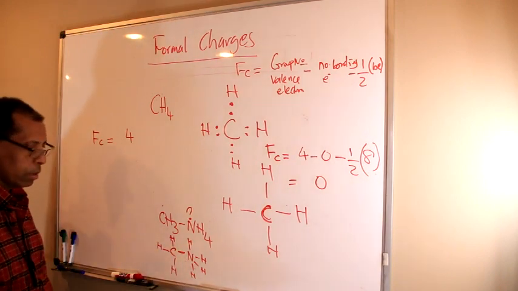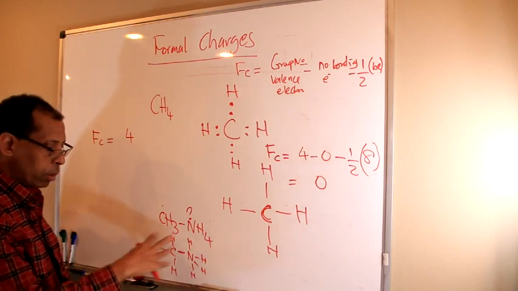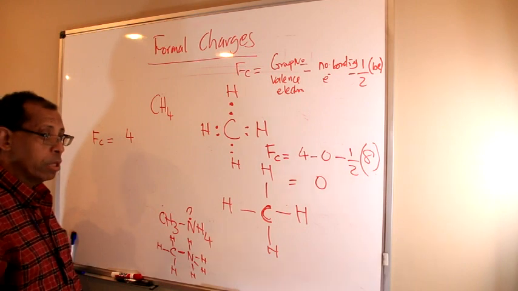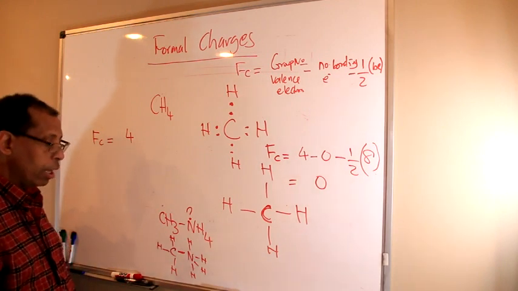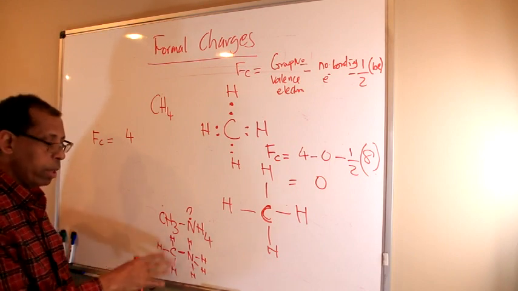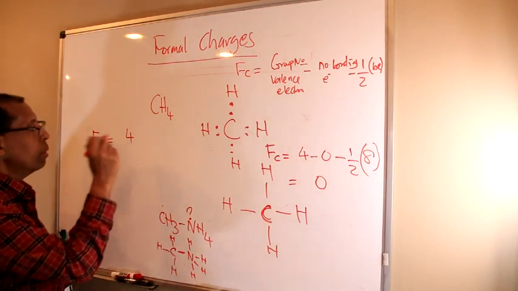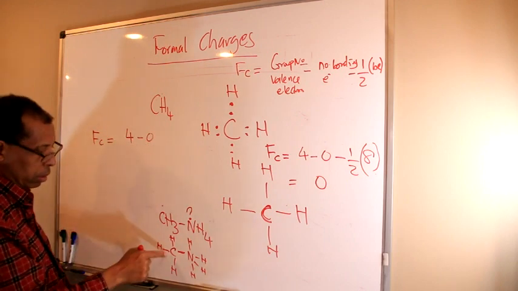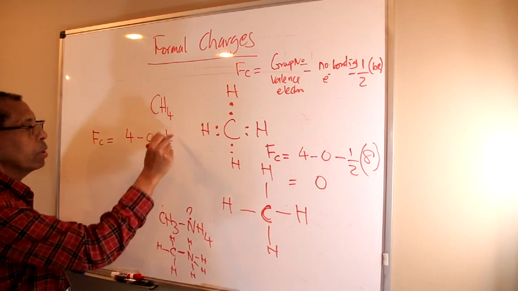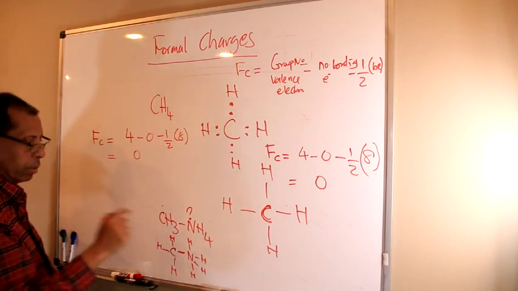Okay, let's see this. As a neutral molecule, it has already violated the octet rule. But the fact that I am suggesting a formal charge, it might be because it is containing a charge. That's why it is existing like this. So 4 minus lone pairs is 0 on carbon, nothing on it. And half of the bonding, which is 8, again, formal charge on carbon is 0.